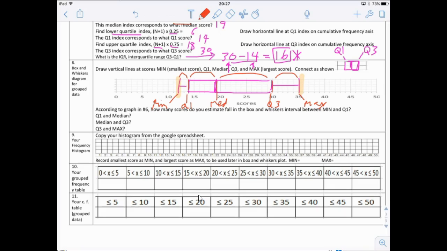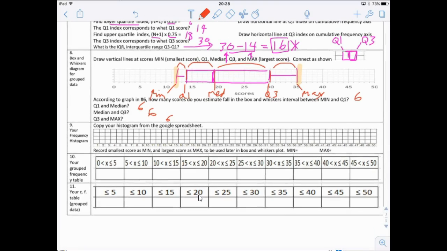Okay? So how many people do you estimate fall between the minimum and Q1 score? 6 people. How many people between Q1 and median? 6 people. How many between the median and Q3? 6 people. How many people between the Q3 and the max? 6 people. So you see that adds up to 24, which is not quite 23. A little bit not right, but that's the way statistics sometimes works. Okay, so basically between 5 and 6 people in each interval. Okay? Now what are you going to do?